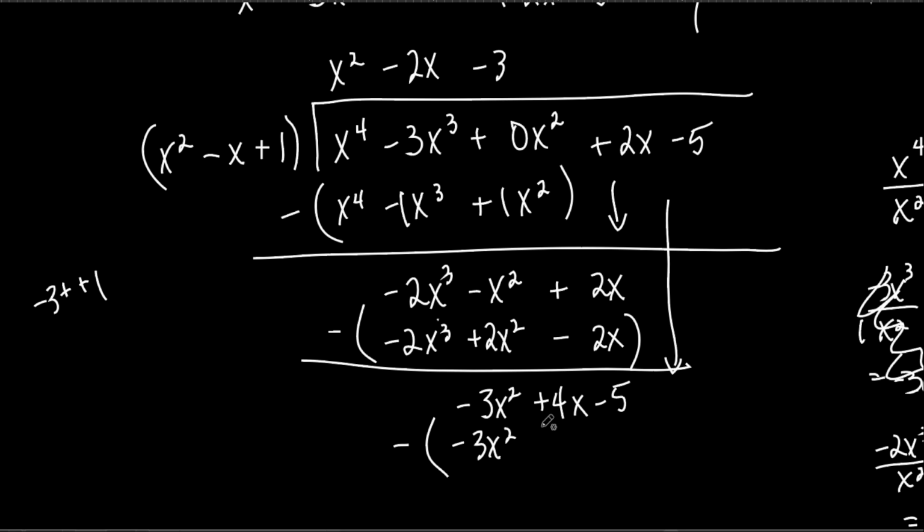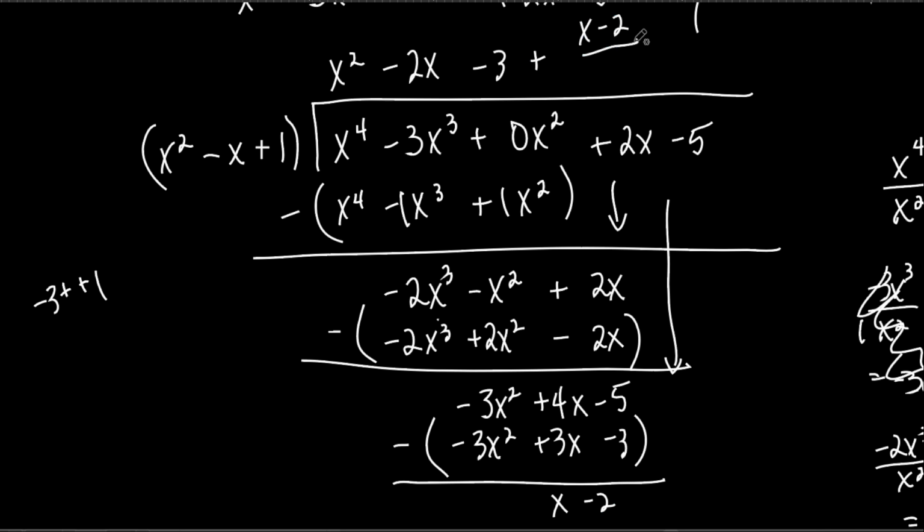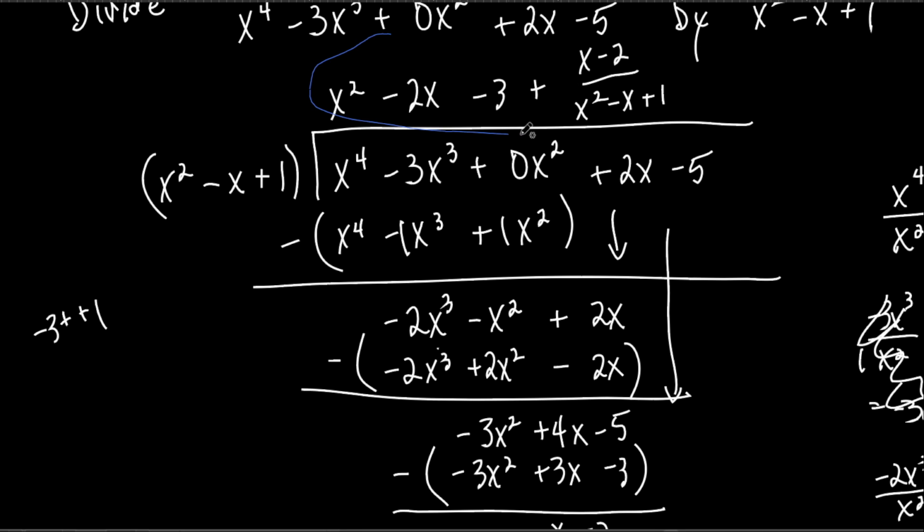So it's negative 3x squared plus 3x and then minus 3. Subtract. That's a 0. 4 minus 3 is a 1x. Negative 5 plus 3 is going to be negative 2. That is your remainder. So you got plus x minus 2 over the divisor. I know it's a lot, but I promise you, you need to go to YouTube and watch it carefully, watch it slowly, rewind it, and all that kind of stuff.